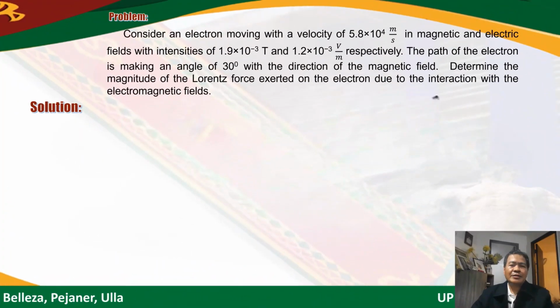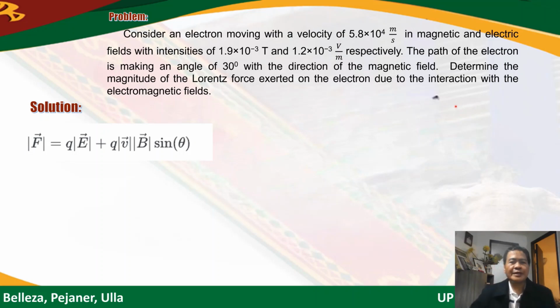We can now present our solution. Take note of the equation for the Lorentz force. This is the sum of your electric force, which is given by the product of the charge of the electron Q times the magnitude of your electric field. And then this is your magnetic force, which is the product of four quantities: the charge of the electron Q times the magnitude of the velocity V, and then the magnitude of your magnetic field B, and then the sine of theta, where theta is 30 degrees, and as we all know, sine 30 degrees is 0.5 or 1/2.